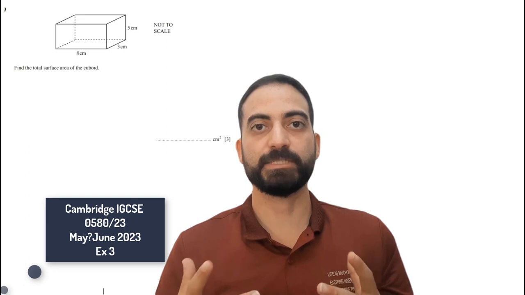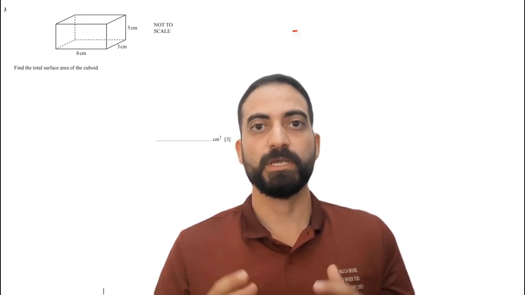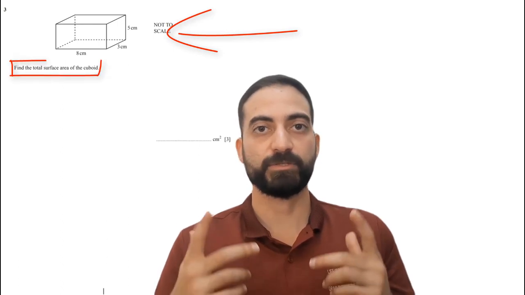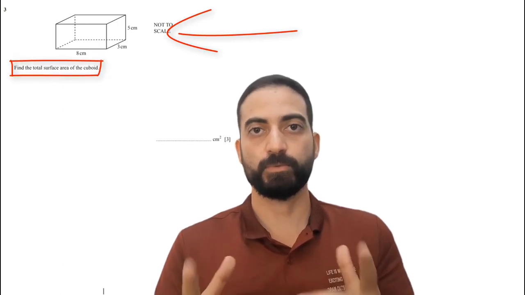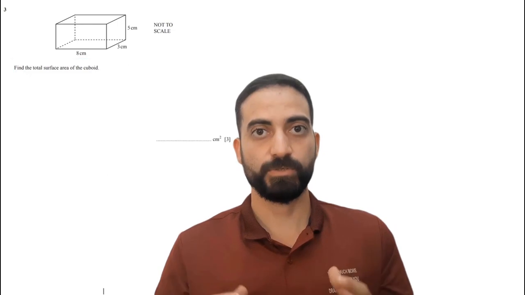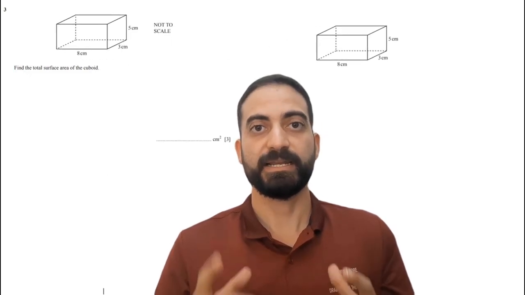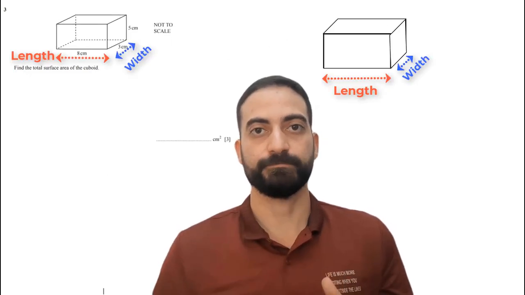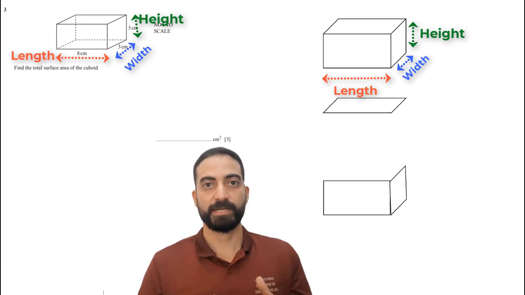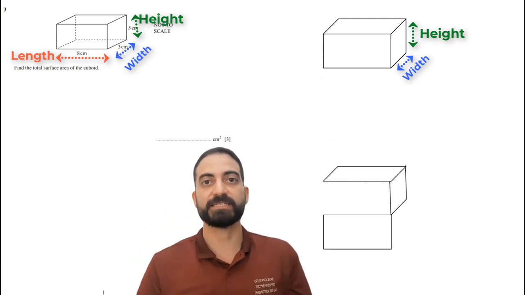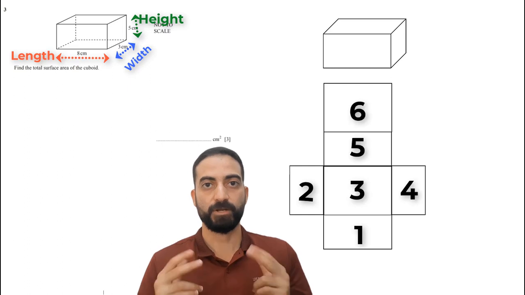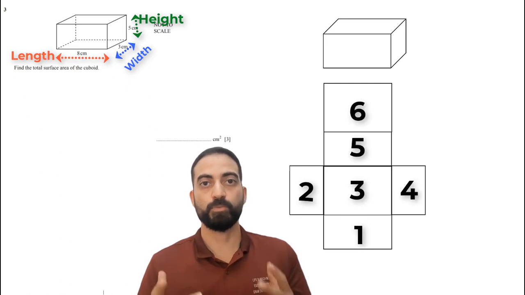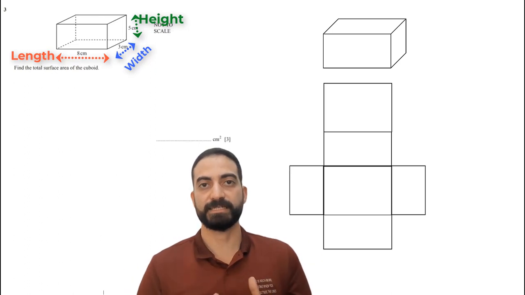We will solve the third question of the Cambridge IGCSE 2023 competition. In this question, we have a cuboid and we are asked to find the total surface area of this cuboid. As we know, the cuboid has length, width and height. And as we see, the cuboid consists of 6 faces. In order to obtain the area of the cuboid, we must add the areas of all 6 faces.